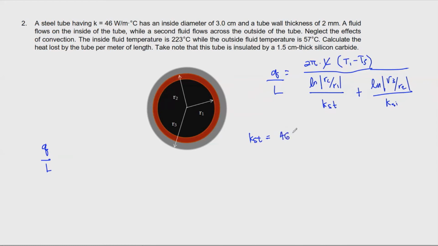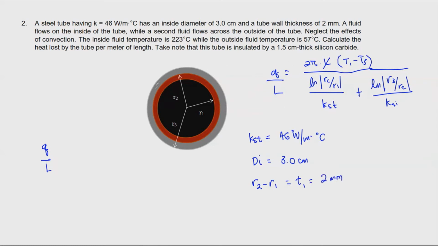So we have 46 watt per meter degrees Celsius, which is the thermal conductivity of the steel, and then an inside diameter, which is Di, that is equal to 3 centimeters, and then a tube wall thickness of 2 mm. So with that, let's just have something like R sub 2 minus R sub 1, because if we're basing this on the figure, we can simply subtract R2 by R1, and then what we'll get is the thickness. So I'll just name thickness as T1, because that's the thickness 1. That is equal to 2 millimeters.